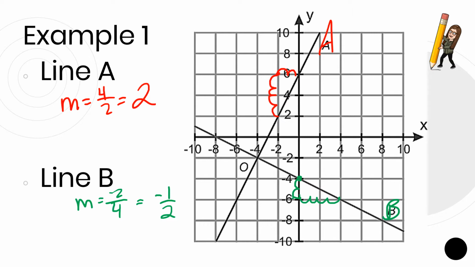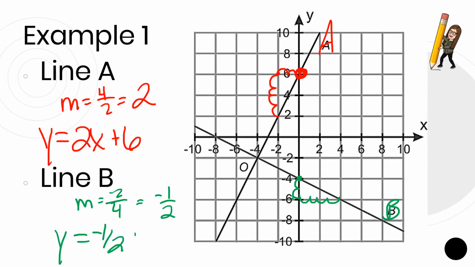We could also write the equations of the line. In this case, I can use point slope form because I know my y-intercept is positive 6. I could also use SIF for the second line, y equals mx plus b, and my b value is negative 4.